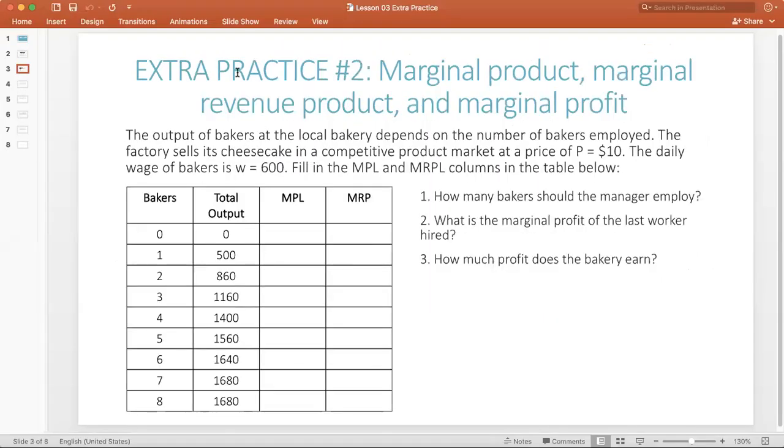So moving on to the second one: marginal product, marginal revenue product, and marginal profit. The output of bakers at the local bakery depends on the number of bakers employed. The factory sells its cheesecake in a competitive product market at a price of P equals $10. The daily wage of bakers is W equals 600. Fill in the marginal product of labor and marginal revenue product of labor columns in the table below.